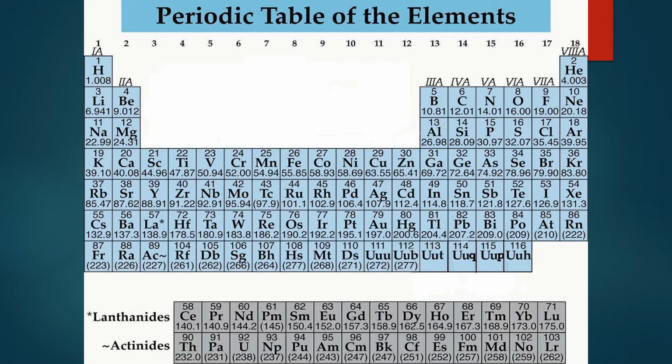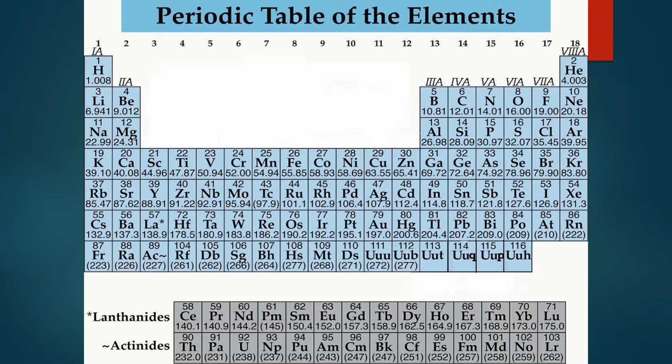First group and second group are called alkali metals and alkaline earth metals. See there: hydrogen, lithium, sodium, potassium. Then the second group, alkaline earth metals: beryllium, magnesium, calcium, strontium, barium, radium. So these are nothing but alkali metals and alkaline earth metals, the first group and second group.